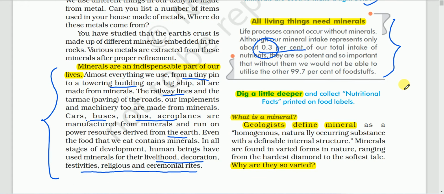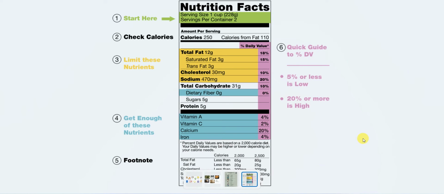And after that, one more activity we have: dig a little deeper and collect nutritional facts printed on food labels. You can collect them from the packet items you buy from the market. I will show you one example. See, this is an example of these nutritional facts.